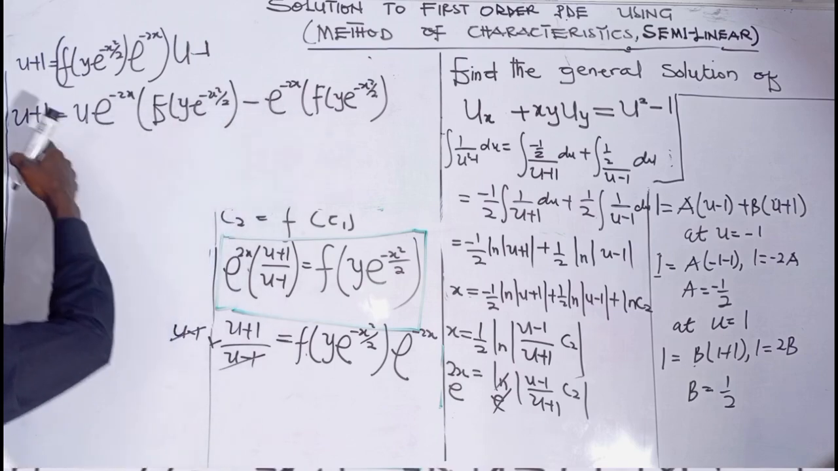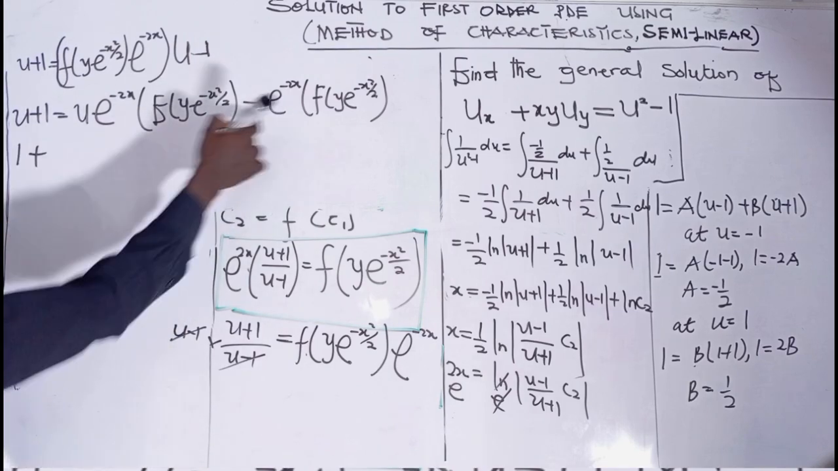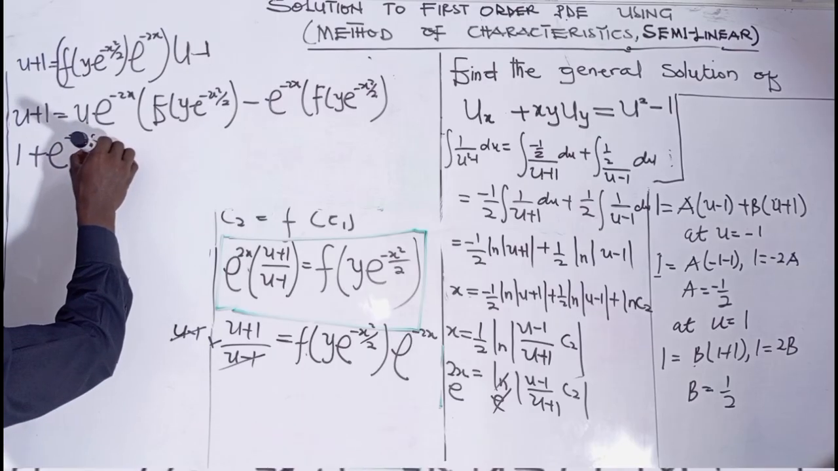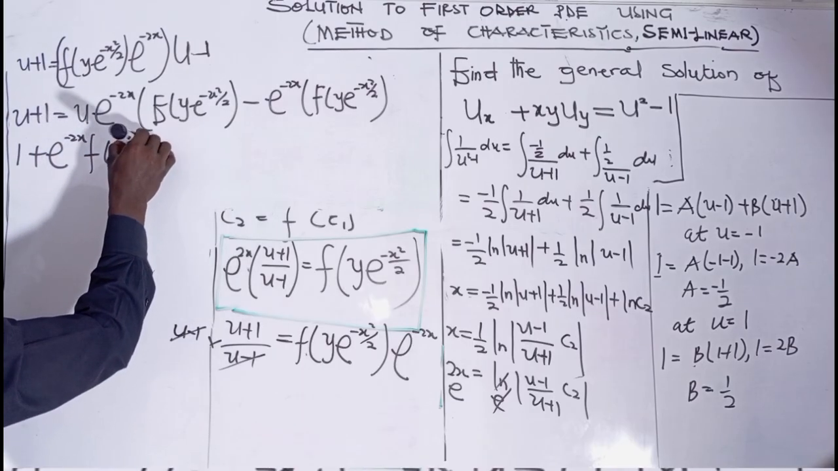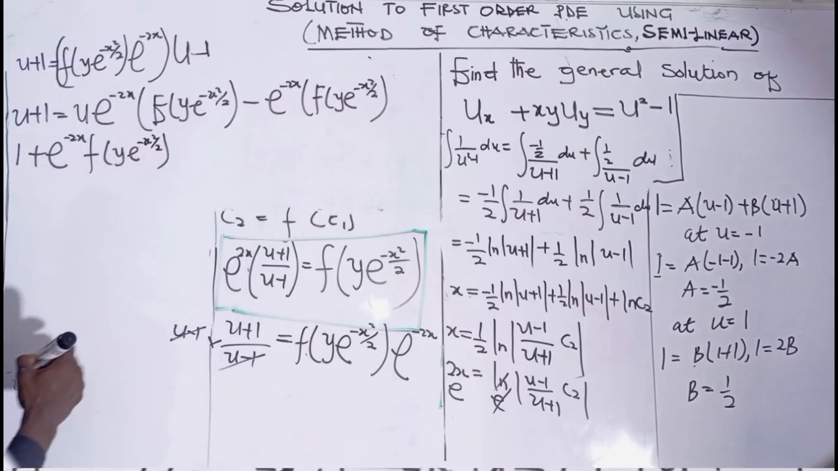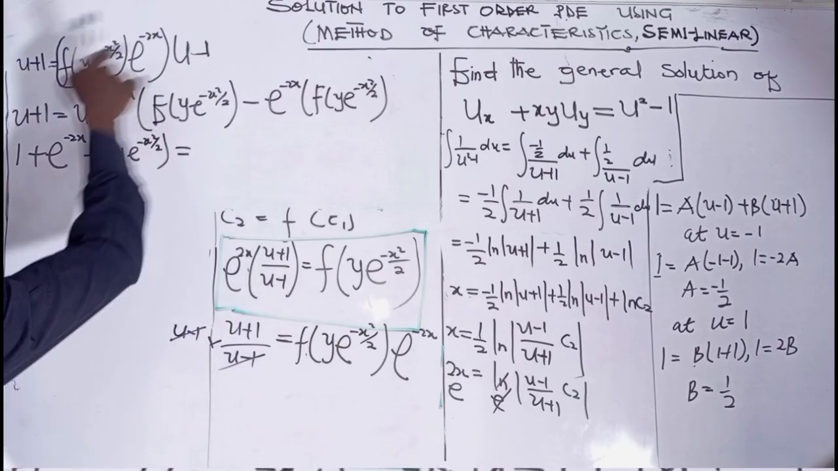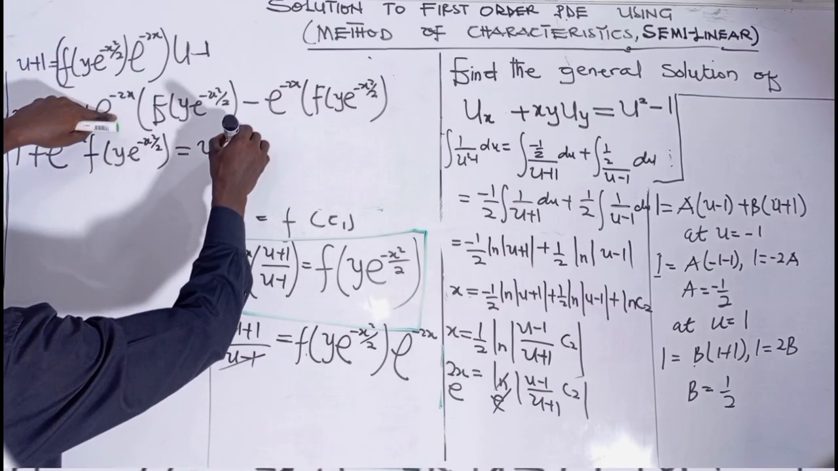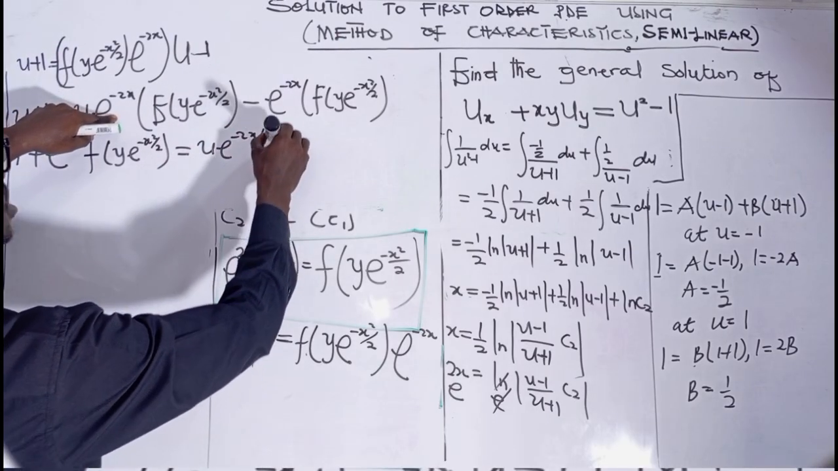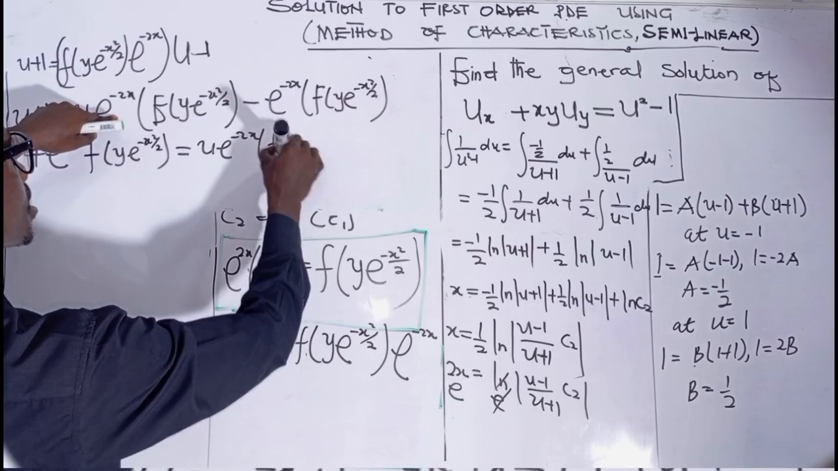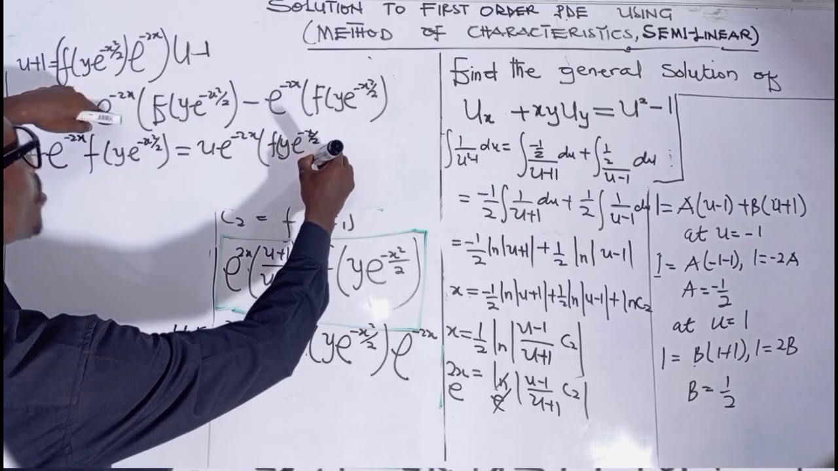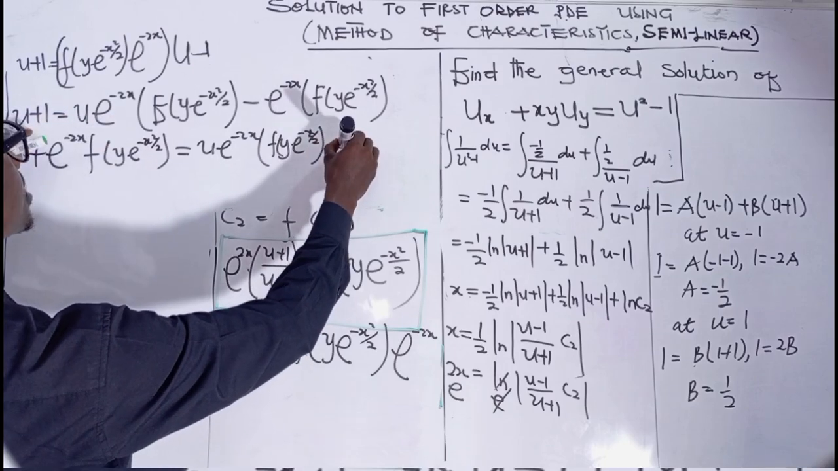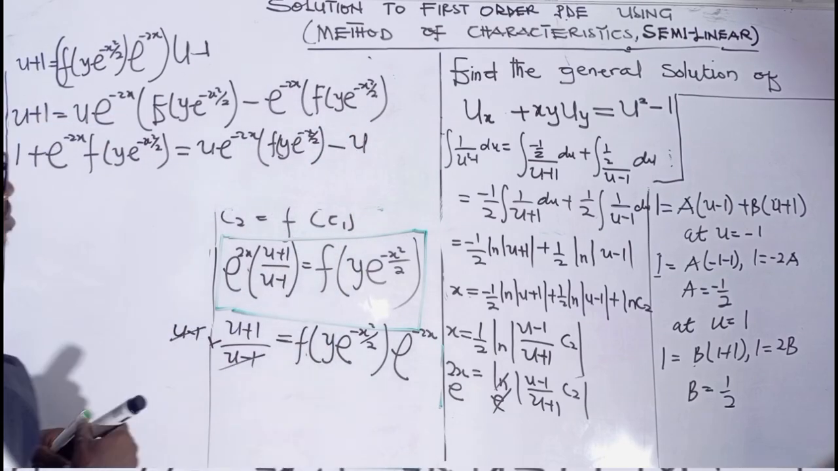So we are going to have 1 plus e exponent negative 2x, a function of y e exponent negative x squared all over 2. And then this u has to go there. So you have u e exponent negative 2x, a function of y e exponent negative x squared all over 2. And then what again? Minus u. Very, very good.